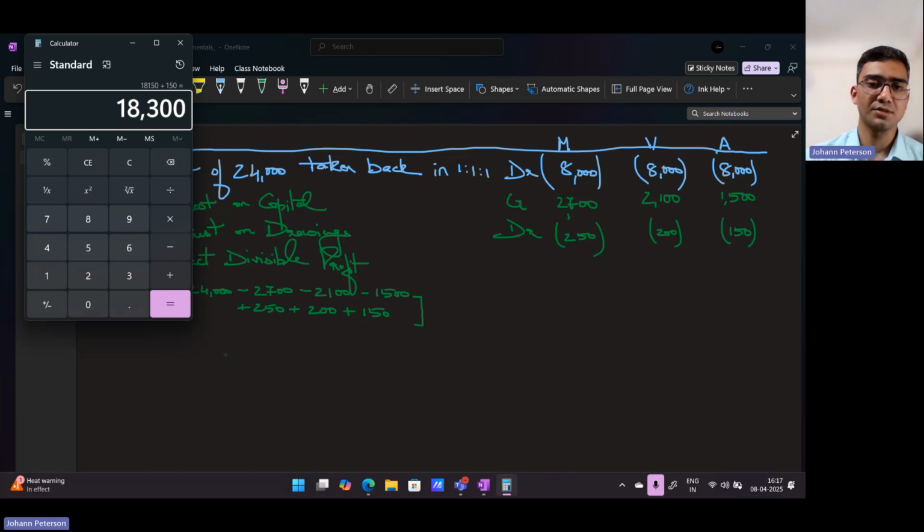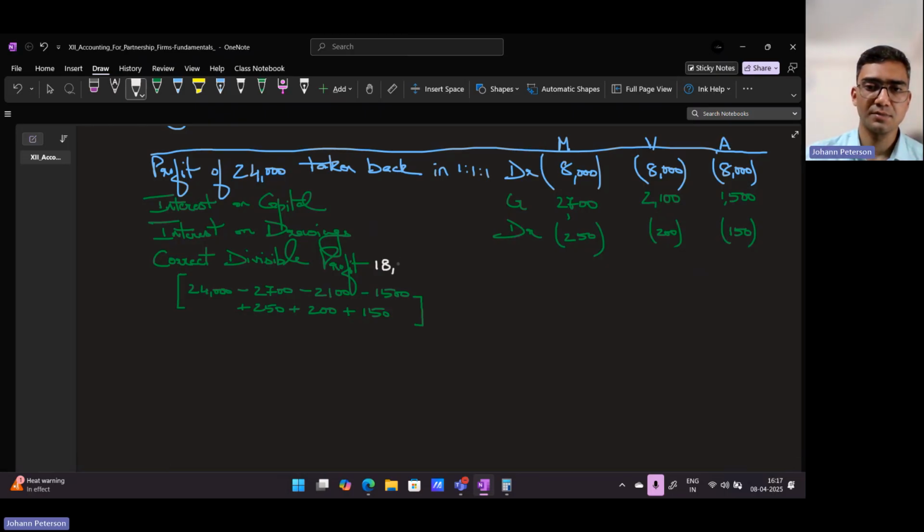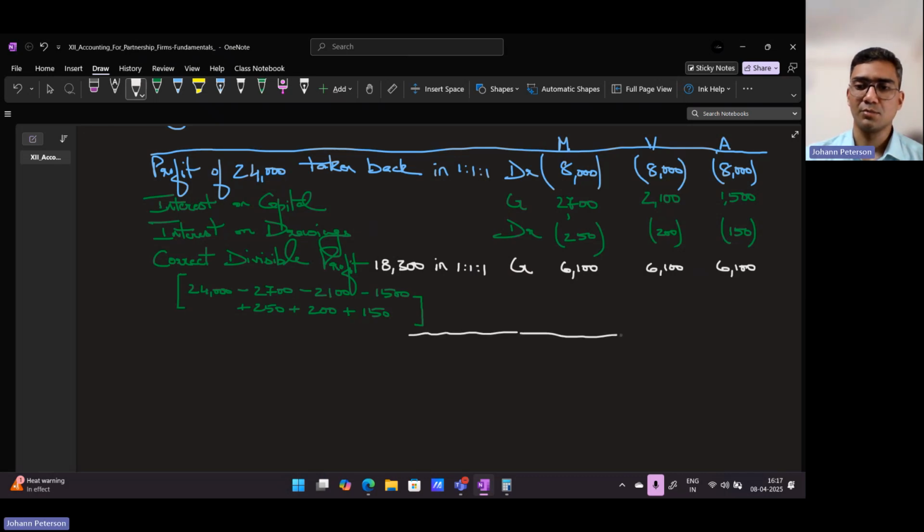This gives us 18,300. So here I will write correct divisible profit 18,300 in 1:1:1, and this will be credited. So 18,300, if I divide that in this ratio, it comes out as 6,100, 6,100 and 6,100. So altogether now, what is the net effect?